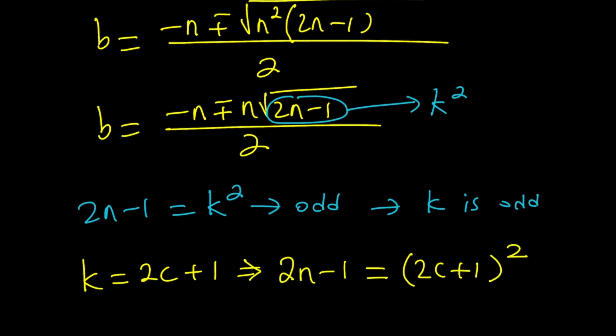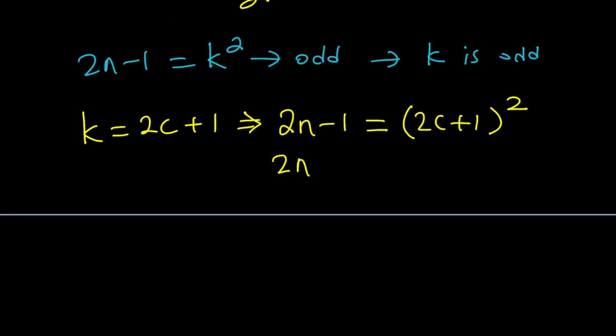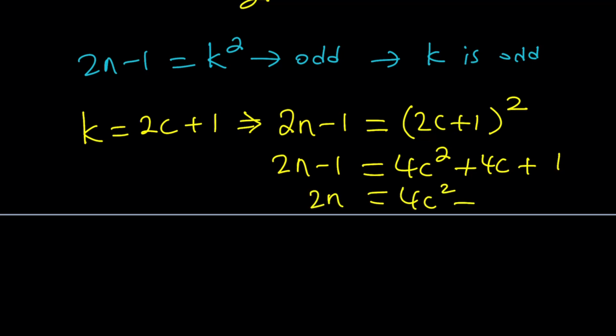It's going to be that. Now let's expand it: 4c squared plus 4c plus 1. Okay, this is for you to see. And then add 1 to both sides: 4c squared plus 4c plus 2. Beautiful. And this makes sense because these are all integers, and we can divide both sides by 2.